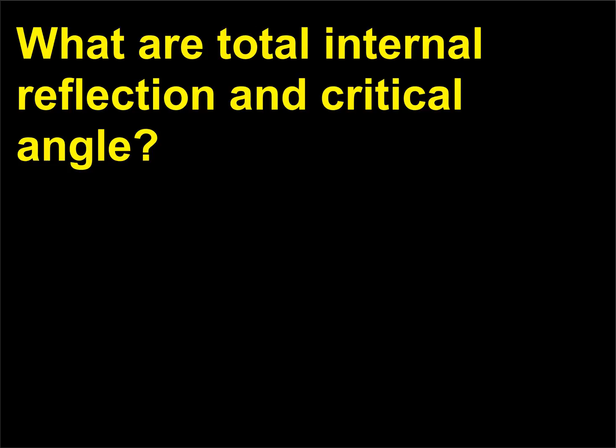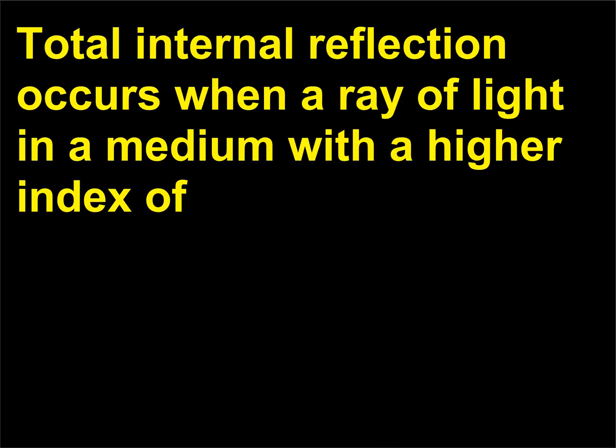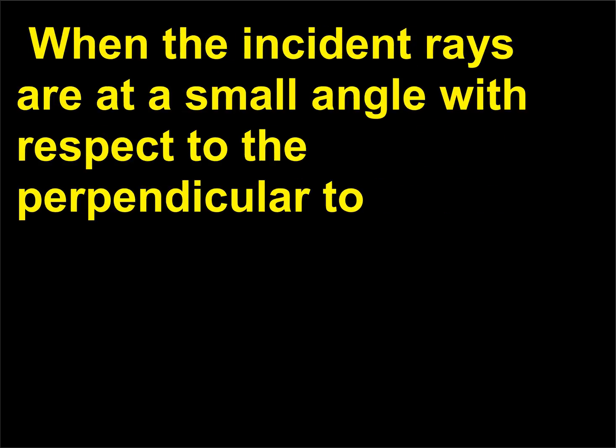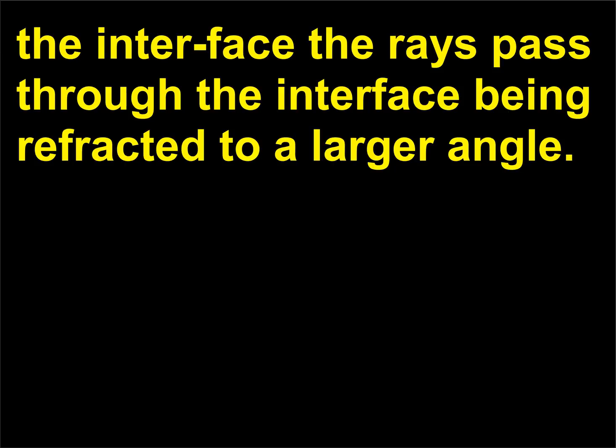What are total internal reflection and critical angle? Total internal reflection occurs when a ray of light in a medium with a higher index of refraction strikes the interface between that medium and one with a lower index of refraction. When the incident rays are at a small angle with respect to the perpendicular to the interface, the rays pass through the interface being refracted to a larger angle.